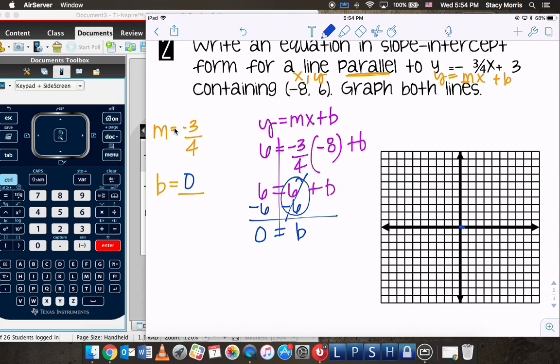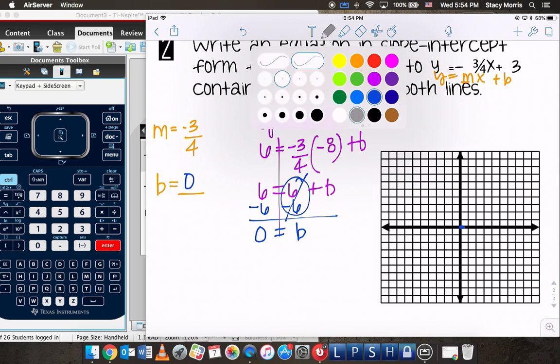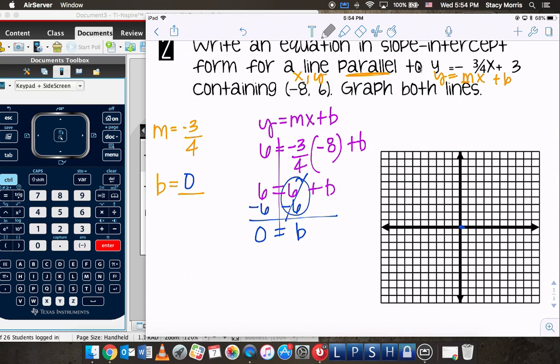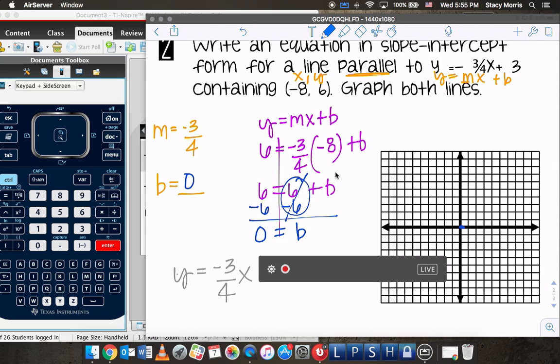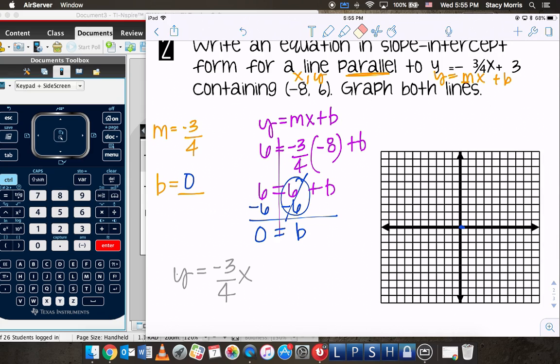So our equation in y equals mx plus b is just going to have an m. We don't have to put a b of 0. So our answer of the line parallel to this line that goes through negative 8, 6 is going to be y equals negative 3/4 x. Again, you could put plus 0 if you wanted. That's not really necessary, though. We don't normally write that. So I'm actually going to erase that because we don't normally put that.